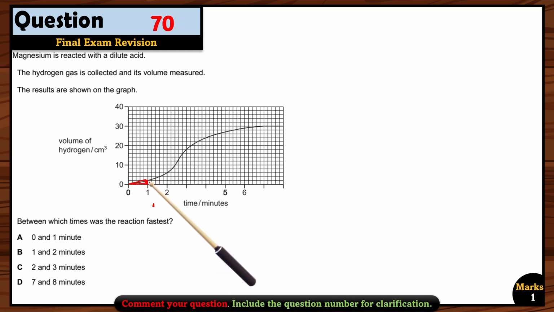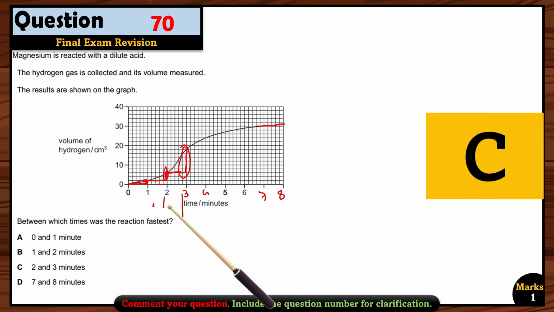Now let's see for 1 to 2 minutes. This is the ending point of 1, so you can draw it from 1 to 2. Now you see this one is a little bigger. Now for 2 to 3 minutes, your 2 is ending at this point, so you can draw the line again over here, and you can see this is your 3, this is 4, so this line is more bigger. Now from 7 to 8, if you see this line is straight, so this is the tallest line. It means from point 2 to 3, the reaction was the fastest. That's why option C is the right option.